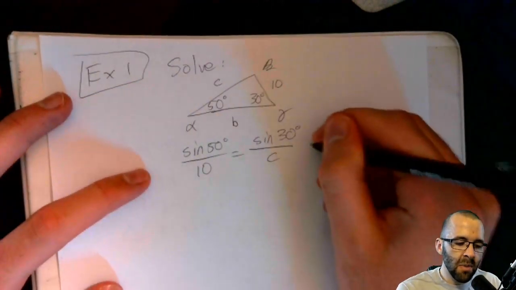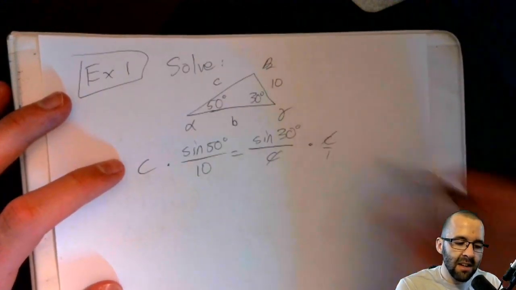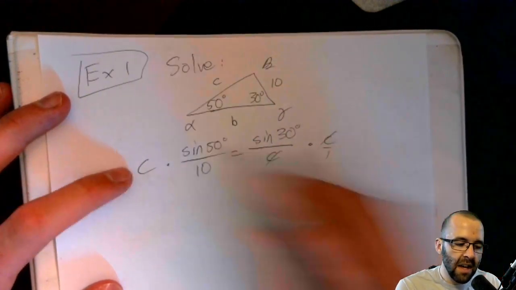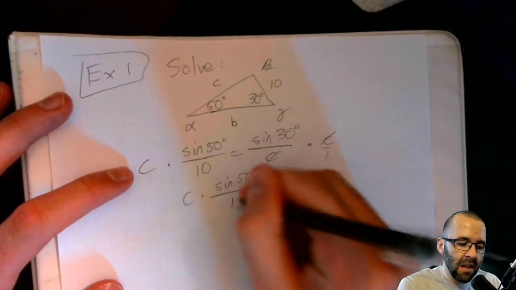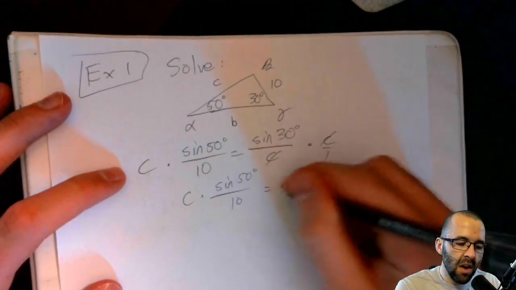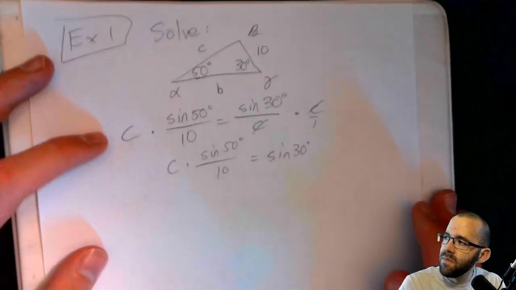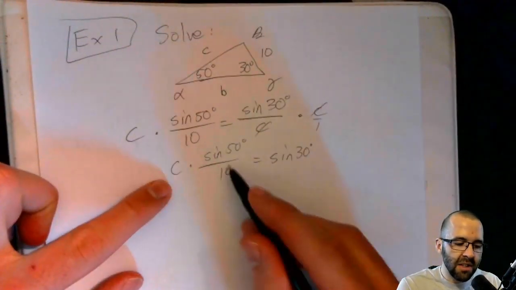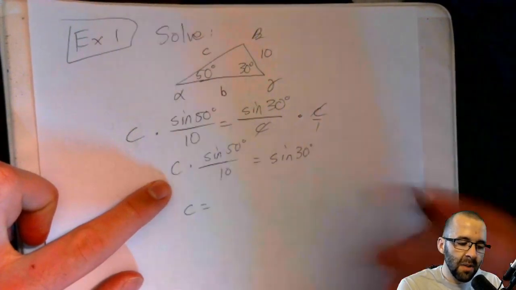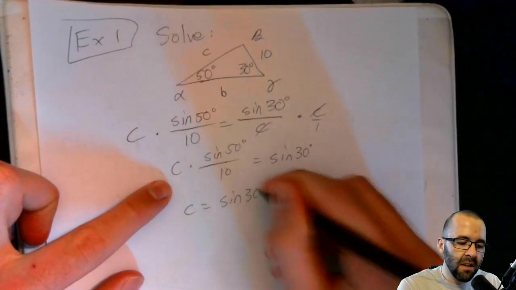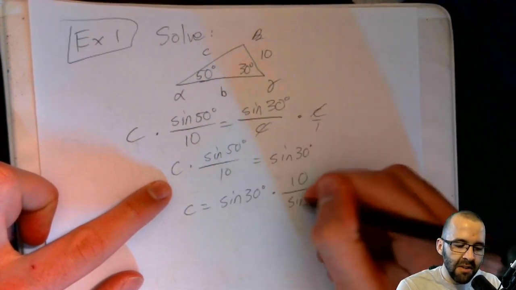So to solve this, we multiply both sides by C. Then they cancel on the right-hand side because it's C divided by 1. And on the left-hand side, we have C times the sine of 50 degrees over 10. On the right-hand side, all that we're left with is the sine of 30 degrees. Well, now to solve for C, we just need to multiply by the reciprocal, 10 divided by the sine of 50. So we get C is the sine of 30 multiplied by the reciprocal of this coefficient, 10 over the sine of 50 degrees.